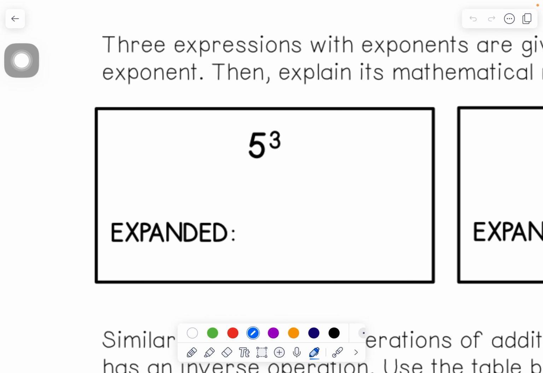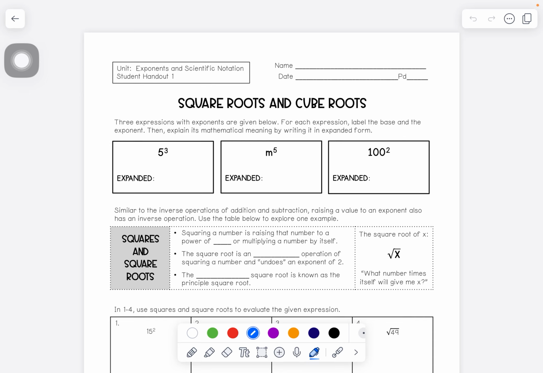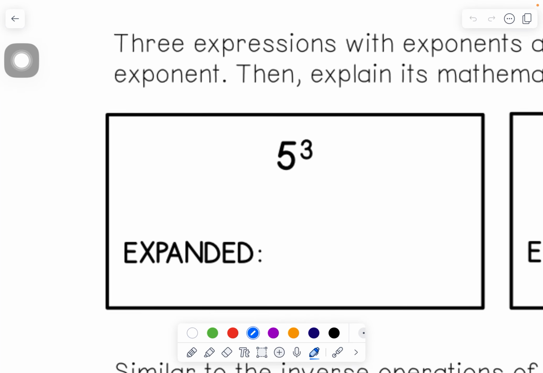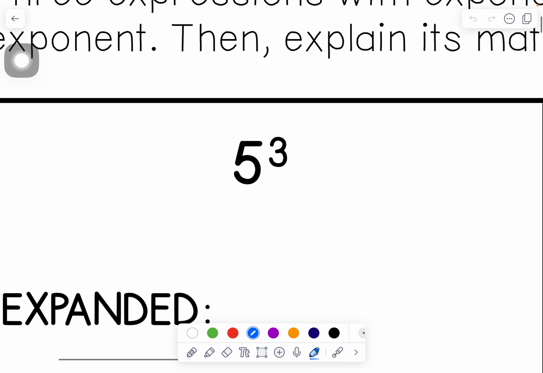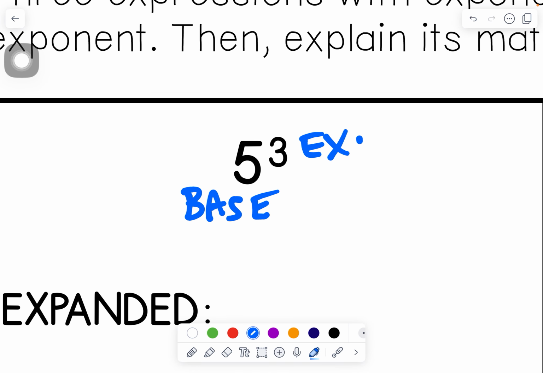All right, so here we are with lesson 1 for unit 2, square roots and cube roots. The three expressions with exponents are given below. For each expression, label the base, the exponent, and explain the mathematical meaning by writing it in expanded form. So you probably remember this from way back in the day, 5 to the third power. We would call the 5 the base, and we would call the 3 the exponent or the power.